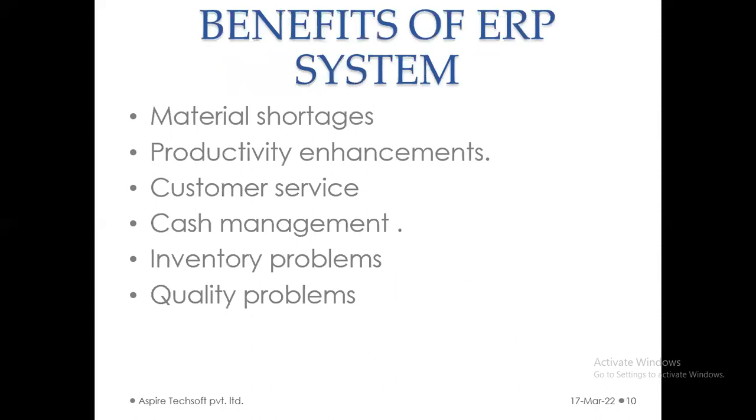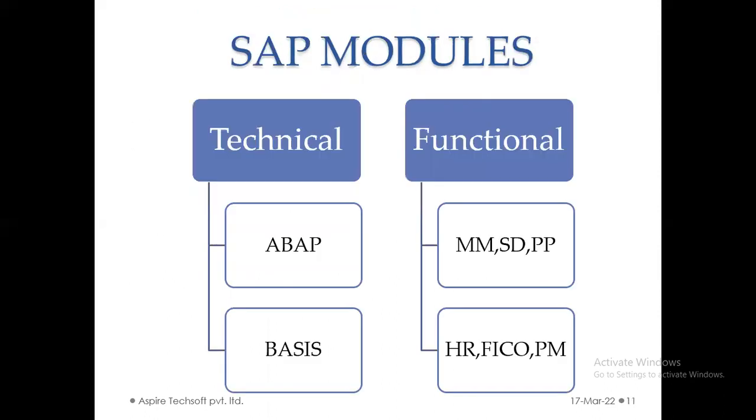There are some benefits related to the ERP software. We will not have any material shortages, as we can see there will be some material shortages in a manufacturing company. Productivity enhancement, customer service, cash management, inventory problems, and quality problems. These are some benefits we will get by using the ERP system or ERP software.